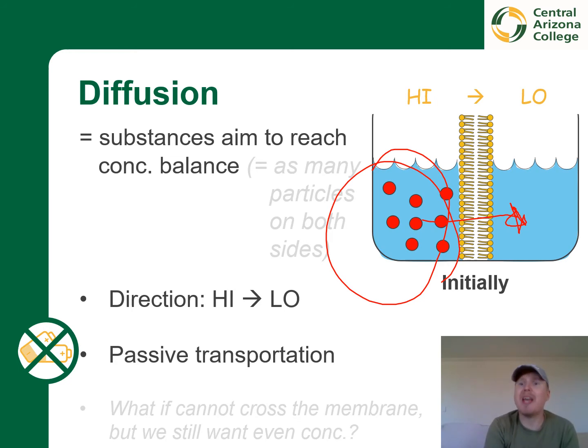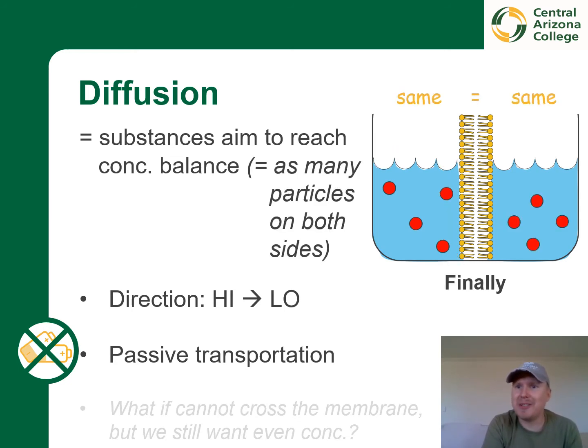And this continues until the concentrations are the same on both sides. Note that it is only the substances that were uneven in the beginning that move through this membrane. So this is what happens in diffusion. I think that our discussion is a concept that most students grasp really well almost right away.